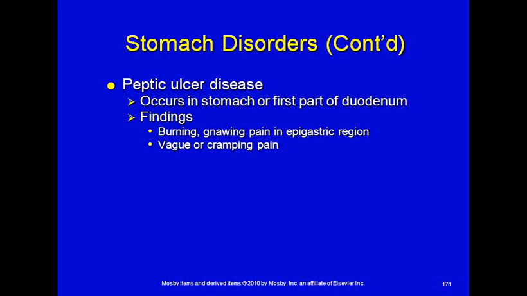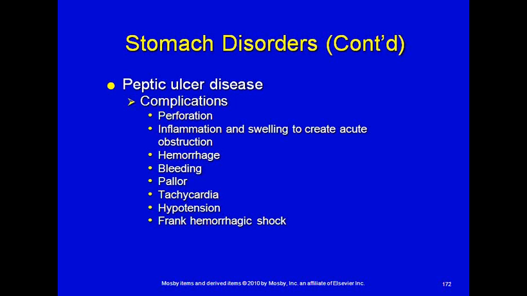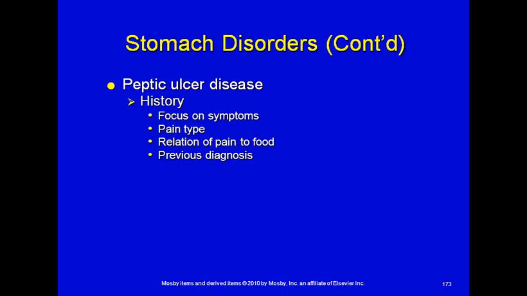It's a burning, gnawing pain in the epigastric region, or it may be a vague or cramping pain. Complications of peptic ulcer disease include perforation, inflammation and swelling to create an acute bowel obstruction, and hemorrhage if it's significant enough. I don't know why they list that twice. The patient may be pale, tachycardic, hypotensive, and they may throw up bright red blood or red blood. Frank hemorrhage refers to visible blood in the vomit. The history is going to be key.